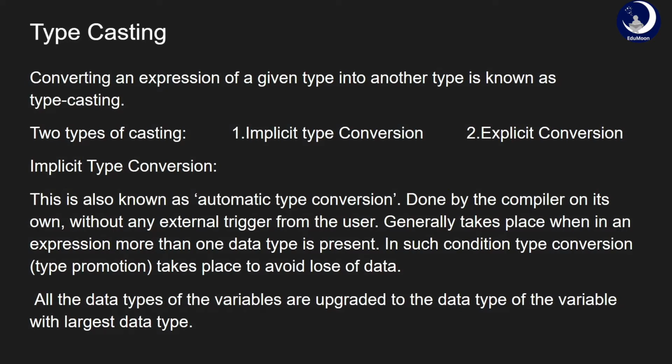This generally takes place when in an expression more than one data type is present, such that always the lower data type will be typecasted to the upper data type. In such conditions, type conversion or type promotion takes place to avoid loss of data. All the data types of variables are upgraded to the data type of the variable with the largest data type.